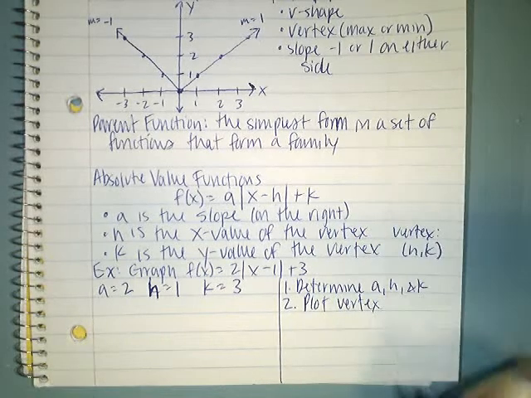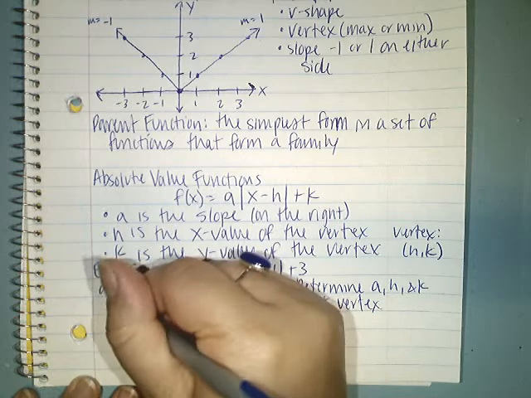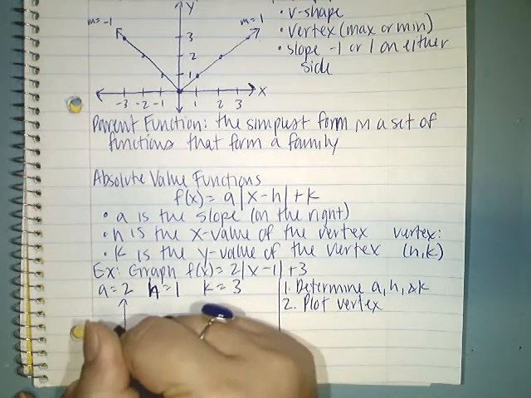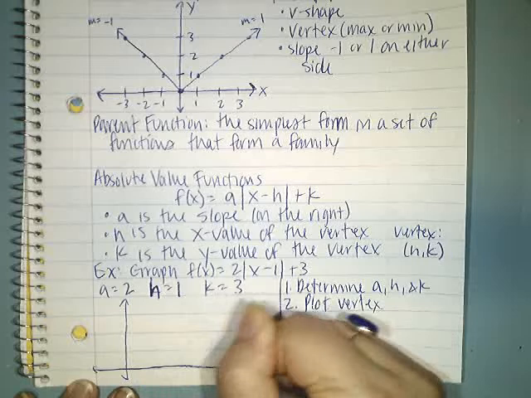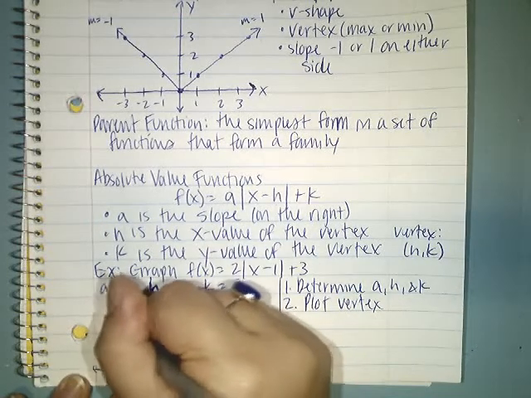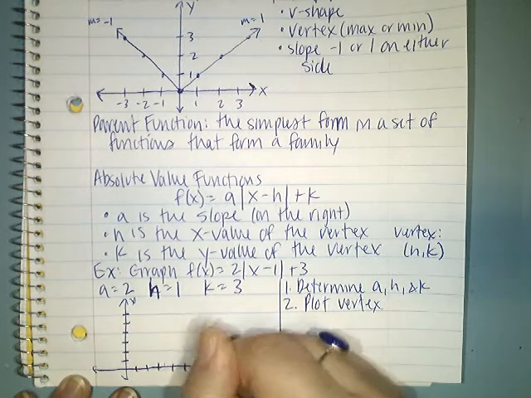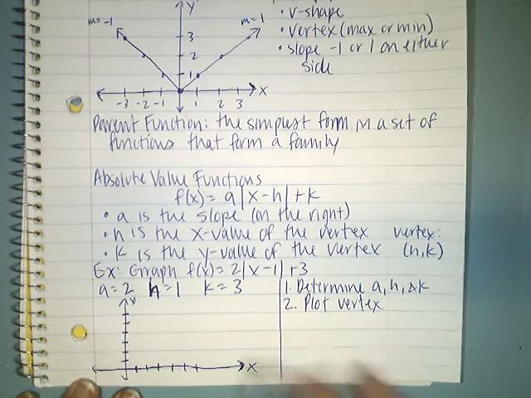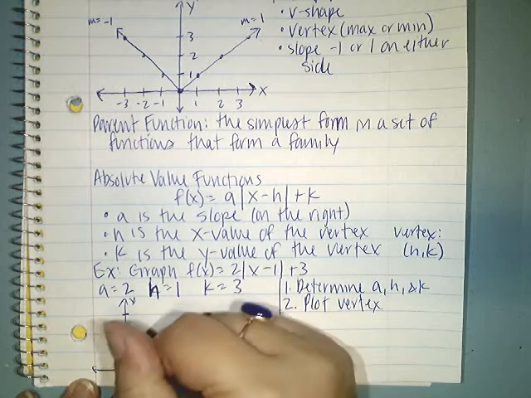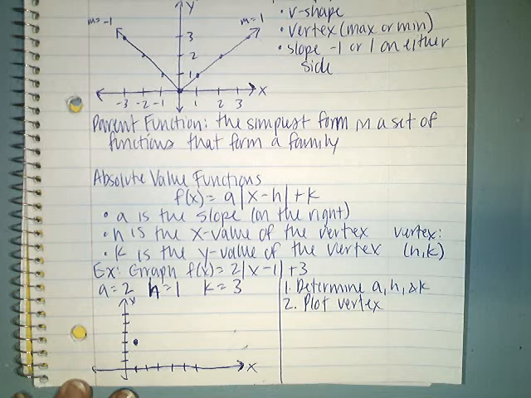So I need to first make my grid here to do that. Since I know my vertex is a bit higher up, I'm going to go like this. And my x-axis, my y-axis, 1, 2, 3, 4, 5, 6. 1, 2, 3, 4, 5, 6. And I'm going to plot my vertex at 1, 3. So 1, 3. That is the point for my vertex.